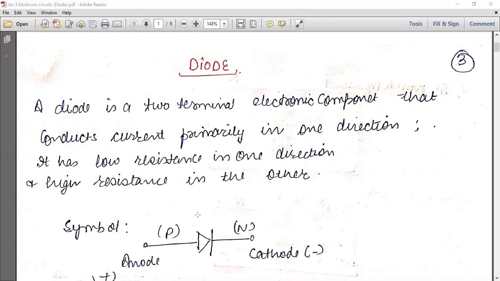The basic symbol of the diode is represented by this. It is a PN combination of semiconductors. One side is connected to the anode and the other is the cathode.